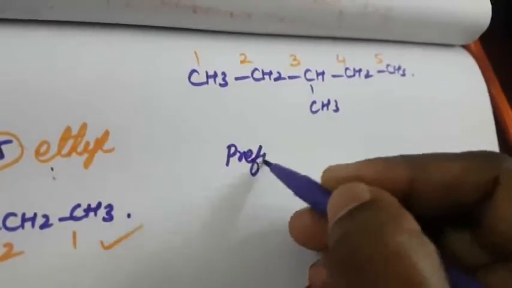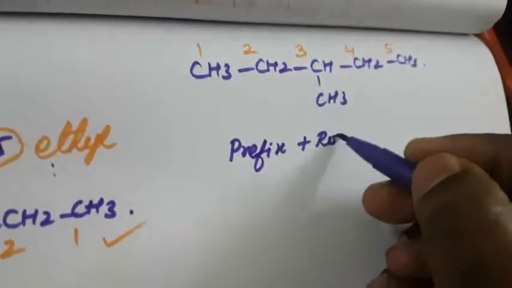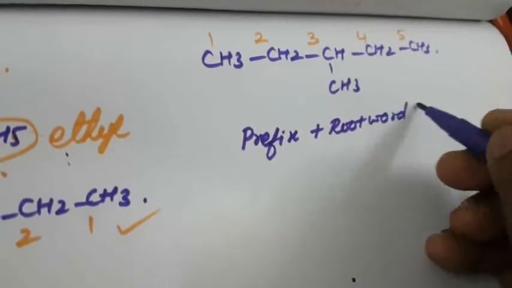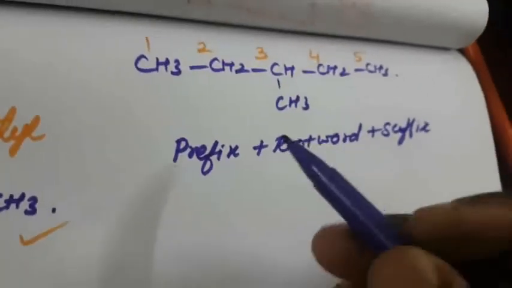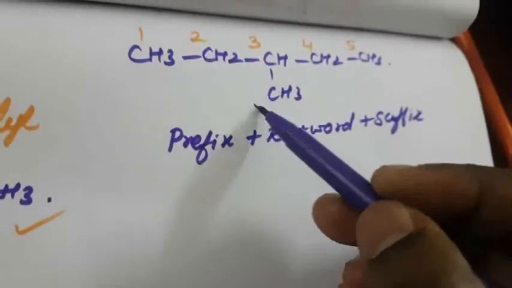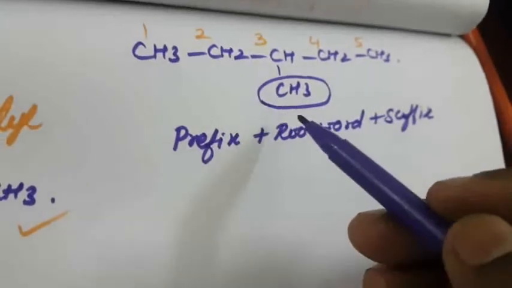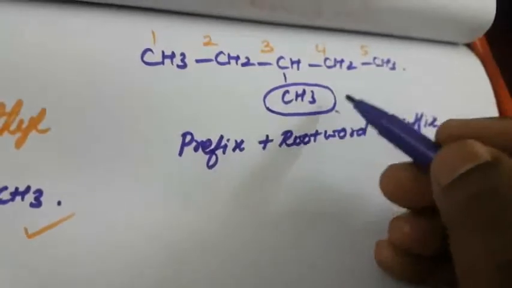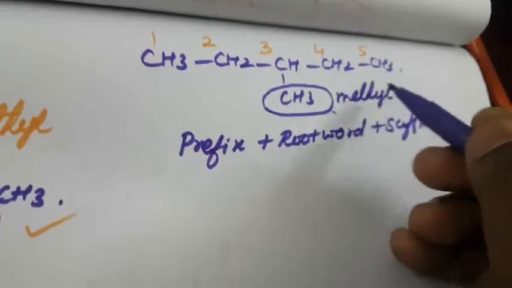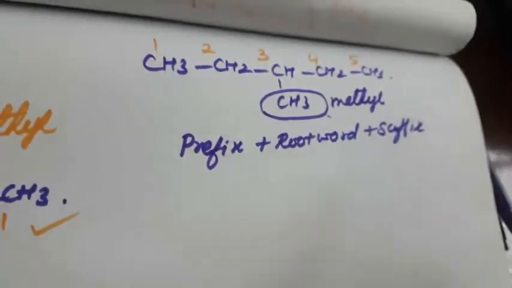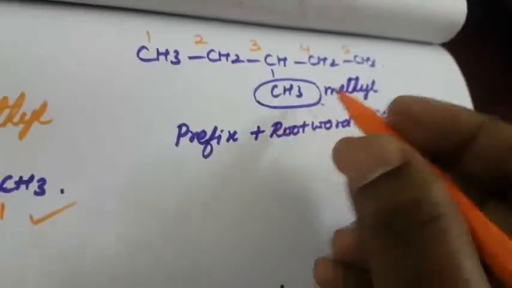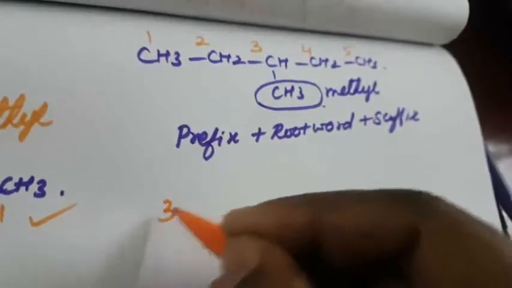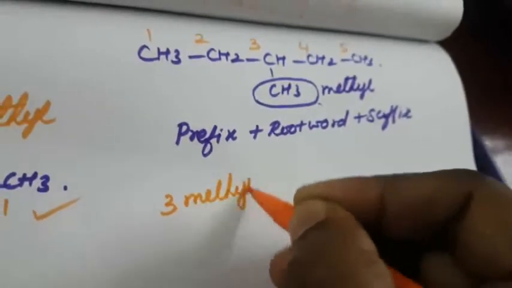So according to that rule, first is prefix plus root word plus suffix. So what is the prefix? This is coming for the prefix. Okay, what is the name of this one? Methyl. Okay, what is the name of this compound? So what is the root word? What is the 5 carbon? What is the root word? So prefix is methyl. Which position is there? That is 3-methyl.